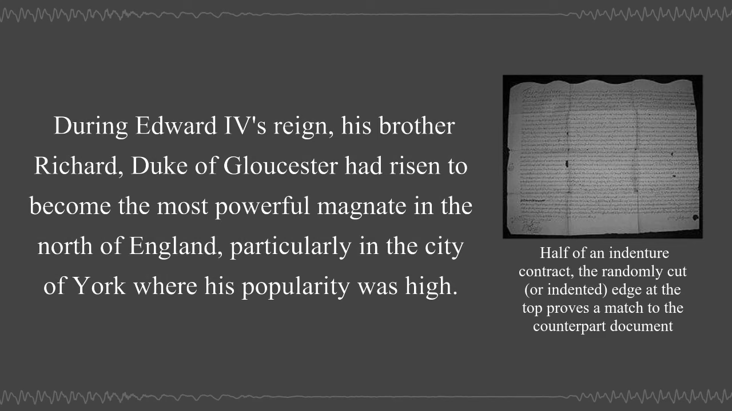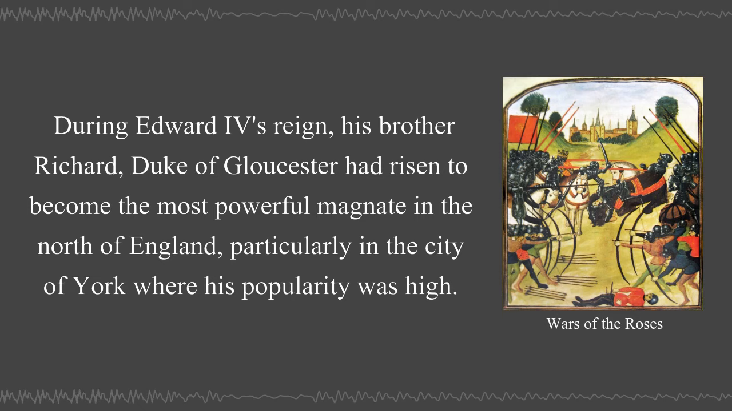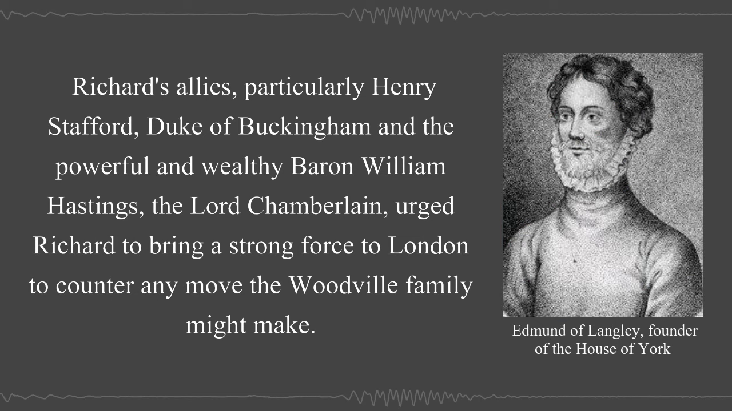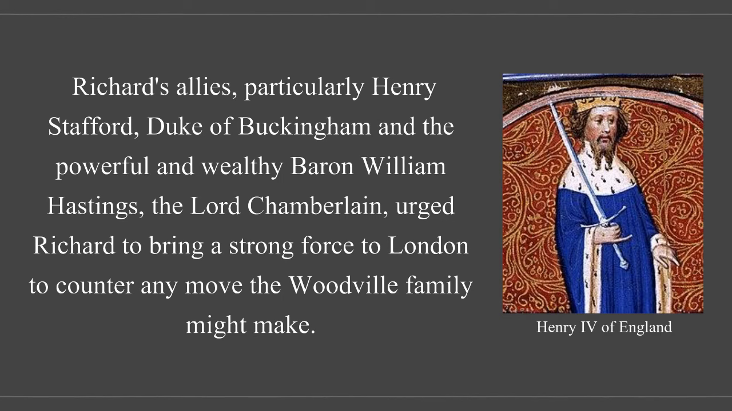During Edward IV's reign, his brother Richard, Duke of Gloucester, had risen to become the most powerful magnate in the north of England, particularly in the city of York, where his popularity was high. Prior to his death, the king had named Richard as Lord Protector to act as regent to his 12-year-old son, Edward V. Richard's allies, particularly Henry Stafford, Duke of Buckingham, and the powerful and wealthy Baron William Hastings, the Lord Chamberlain, urged Richard to bring a strong force to London to counter any move the Woodville family might make.